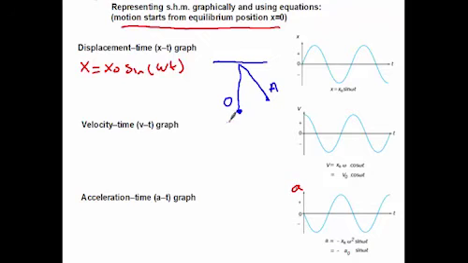At t equal to 0, our x equals 0. Now, when we go from 0 to A, at t equal to T over 4, our displacement becomes maximum, so we are at x equal to x0. Okay, now what about velocity?